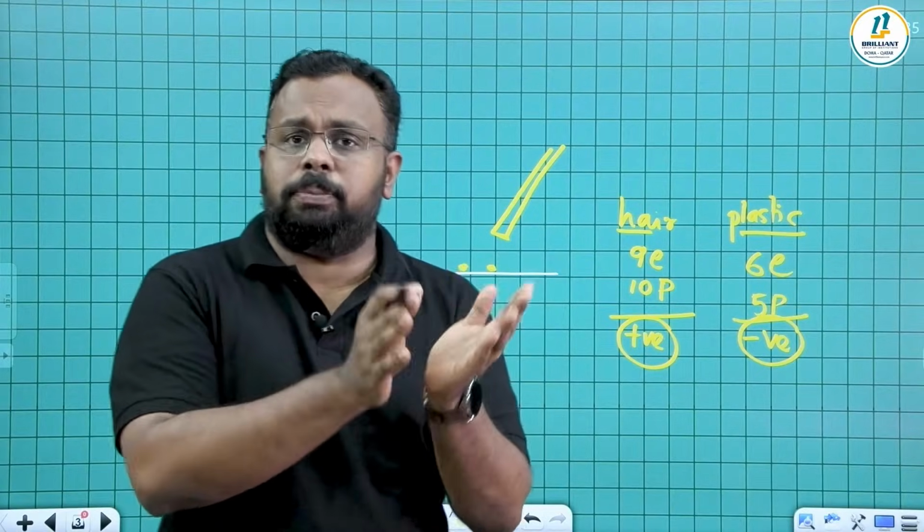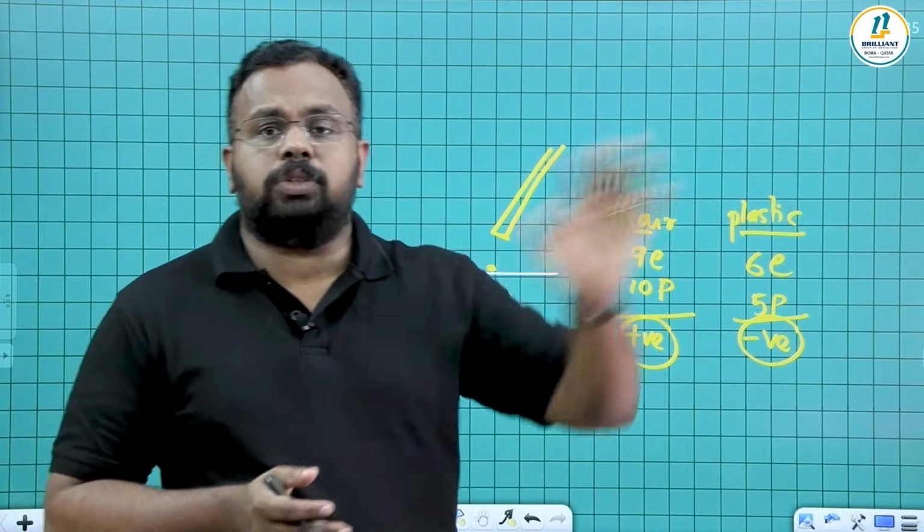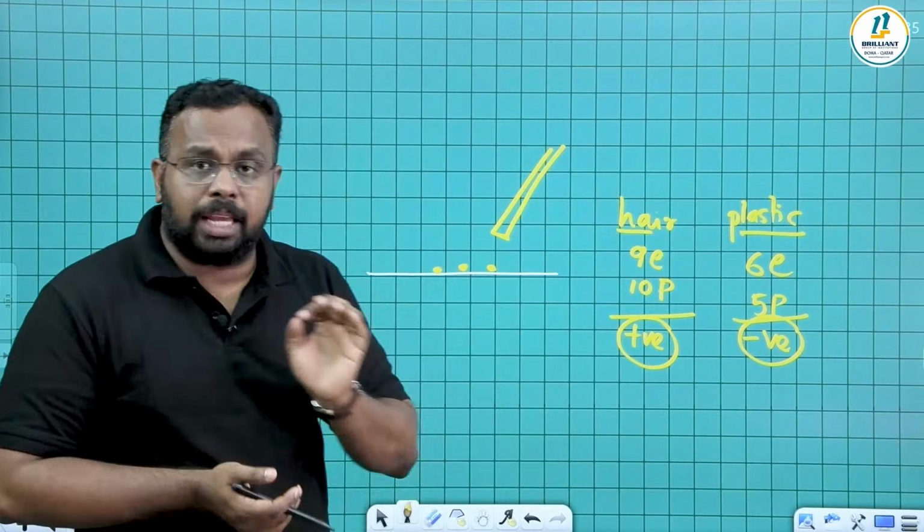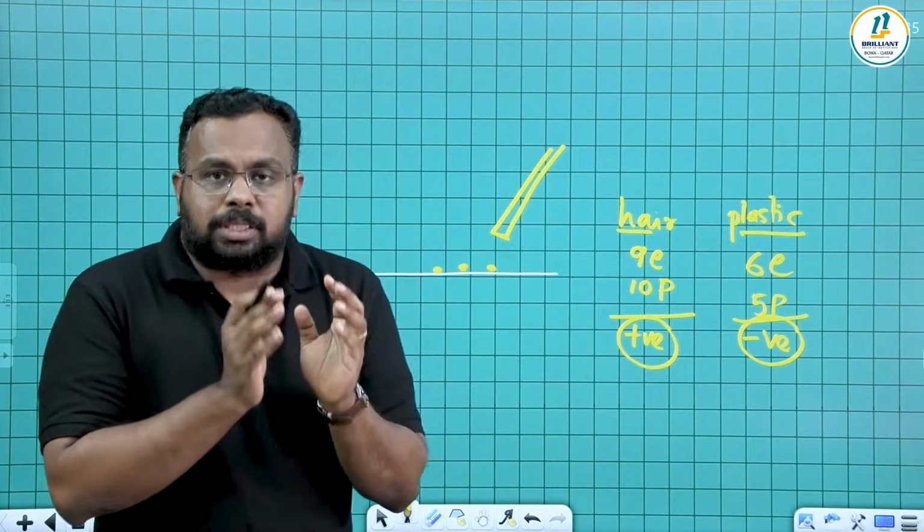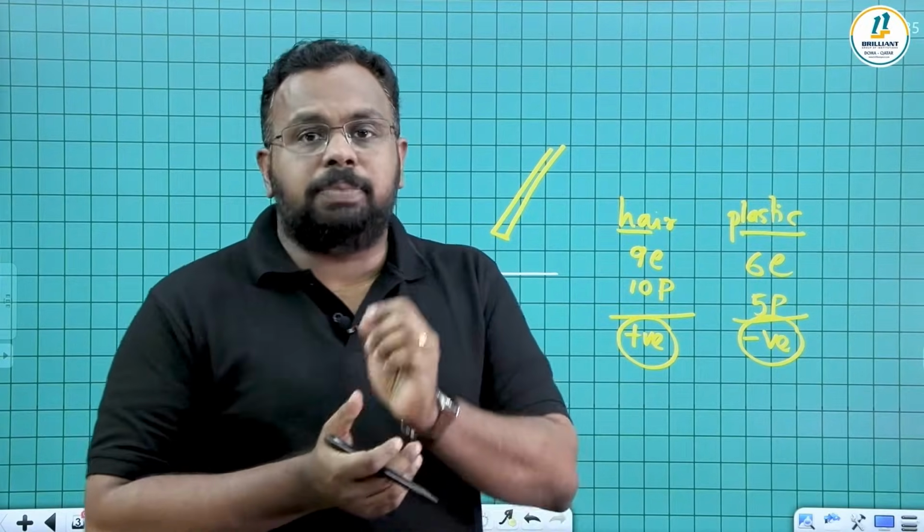When you are rubbing one body with another body, electrons are transferred from one object to what? Another object. Okay, this type of electricity has been given a name.